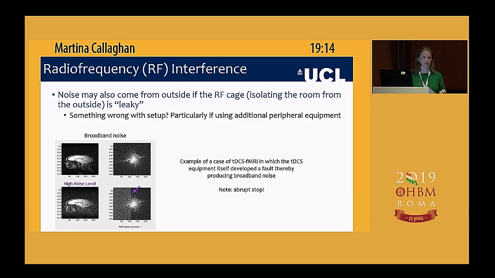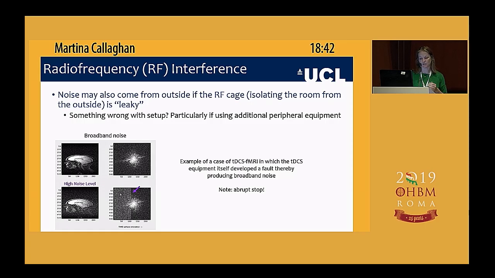Somewhat similarly is other forms of RF interference, but now these might come from outside the room. If, for example, the RF cage is what we would term leaky, it's allowing some RF from the outside world to get into the scan room. And this can be a particular problem when you have peripheral equipment involved in your experiment. So here's an example from a tDCS fMRI experiment that was being run at our center, where we saw this case where, if you look at the images on the left, so here this is just a localizer, so yeah, they're not great images or anything, but you see that it's much higher in this case.